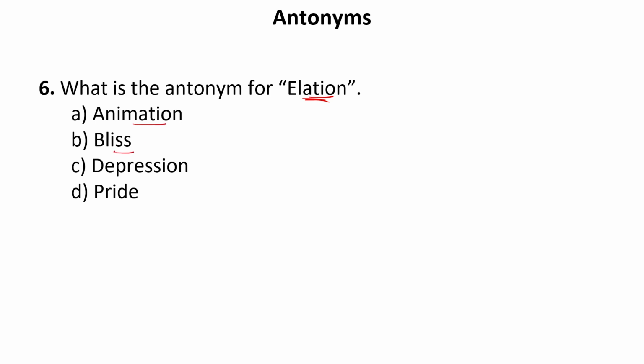This is animation, bliss. Bliss means happy. Depression means when someone is sad, when someone is in tension. Pride, when someone is feeling proud of something that he achieves. So the correct answer is depression. So the depression is the correct antonym of this given word. So our answer is C.